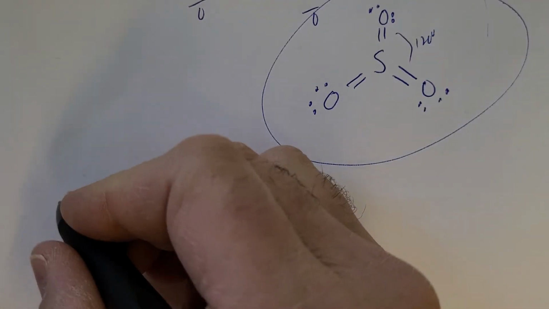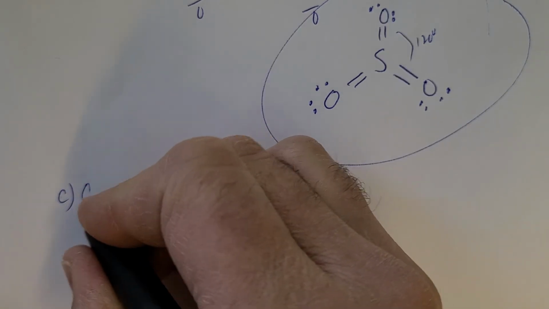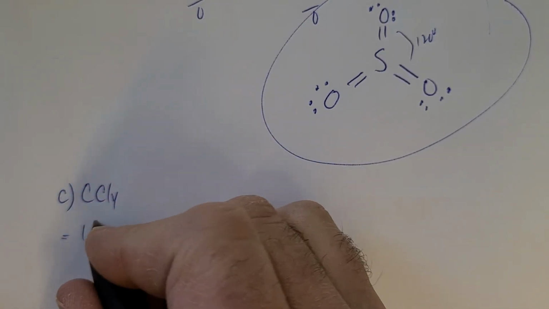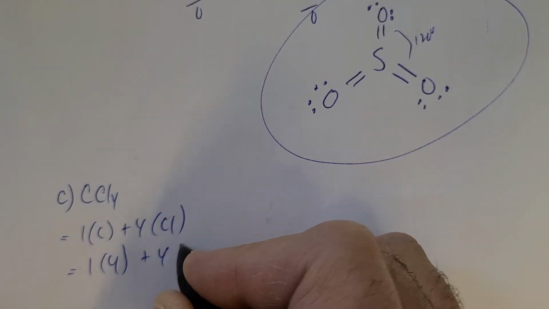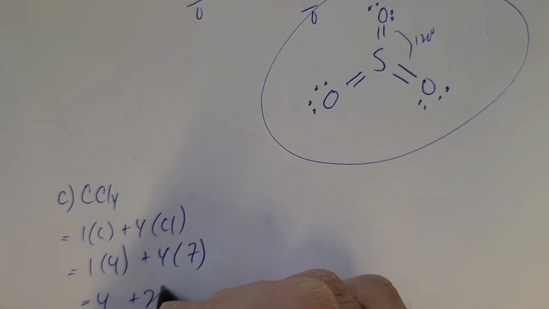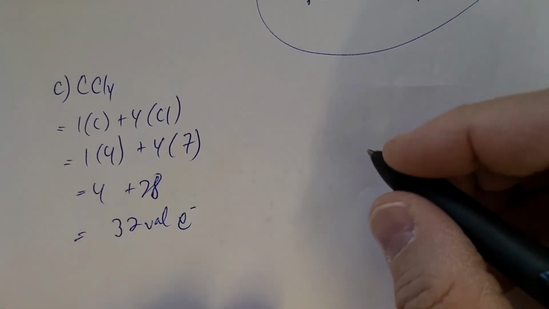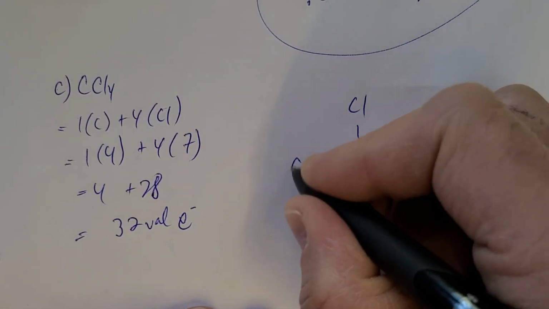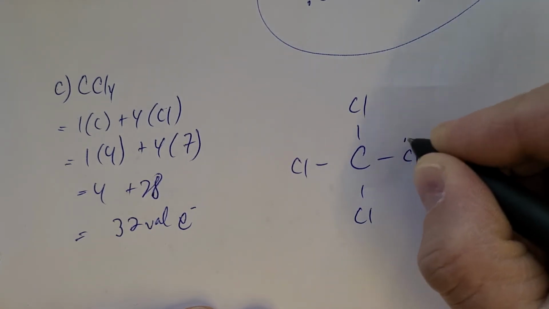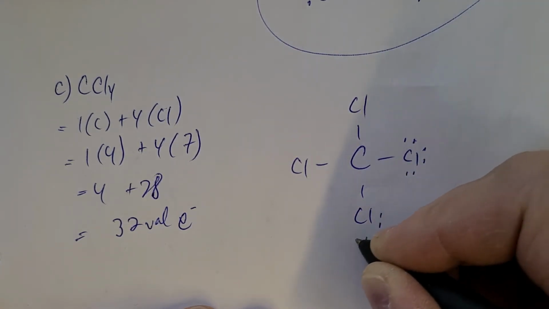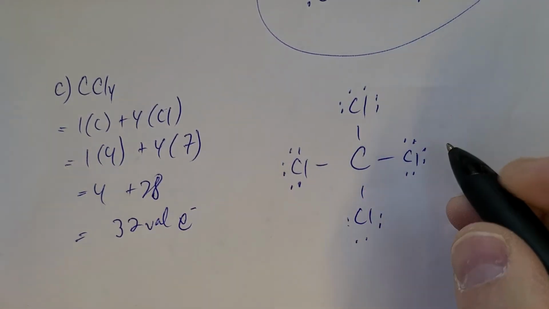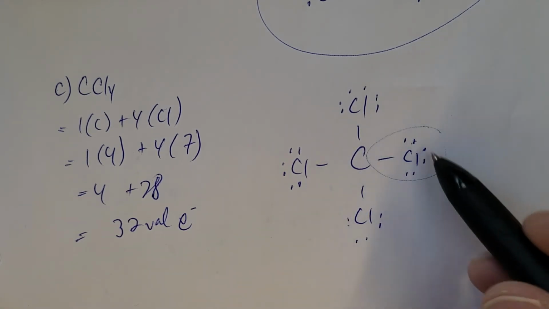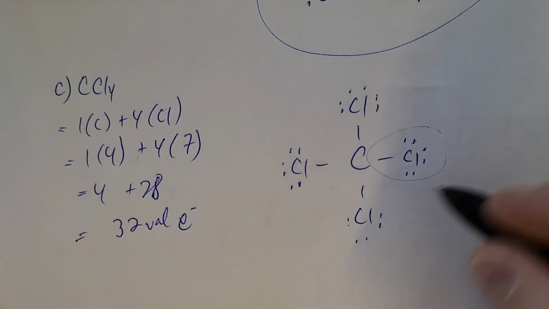Okay, and the last one we have here, I believe, is carbon tetrachloride. So we have 1 carbon, 4 chlorines. Carbon, of course, is group 4. Chlorine is group 7. So 4 plus 28 is 32 valence electrons. Kind of got ahead of myself there. So draw the extra electrons on the Cl. And let's see what I have here. You'll notice that all the time here, we're going to have 8 electrons, 2, 4, 6, 8. 8 times 4 is 32.